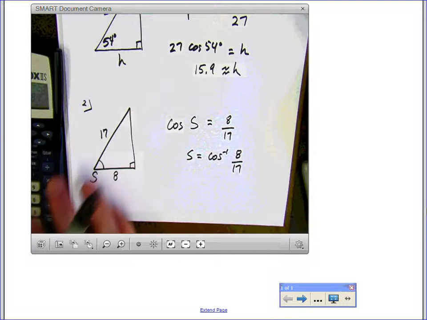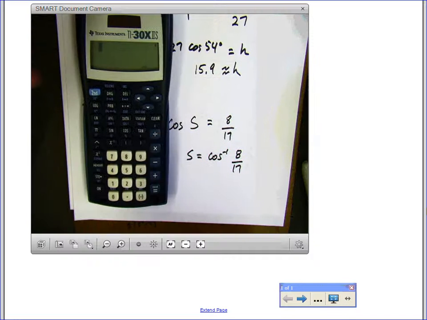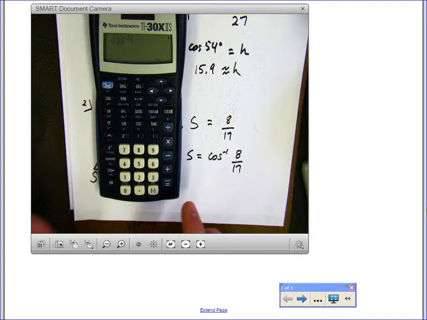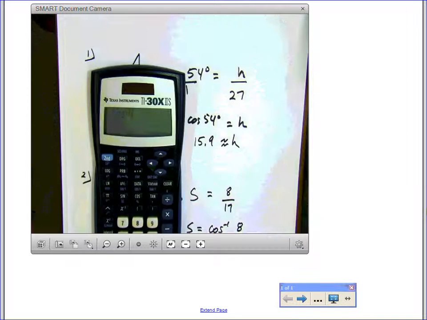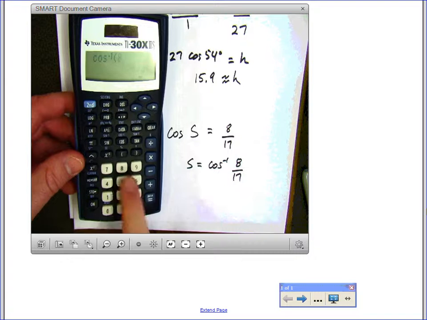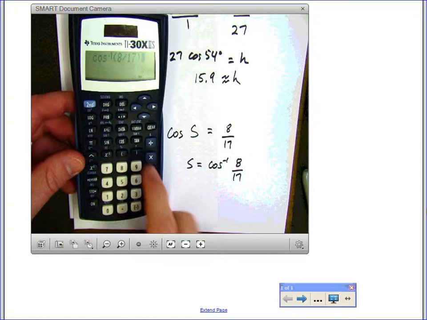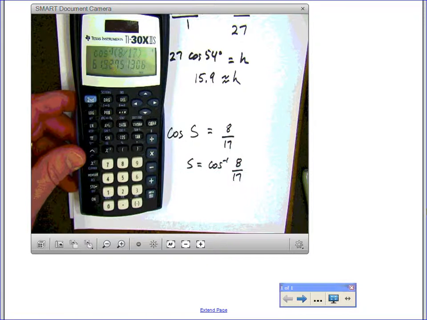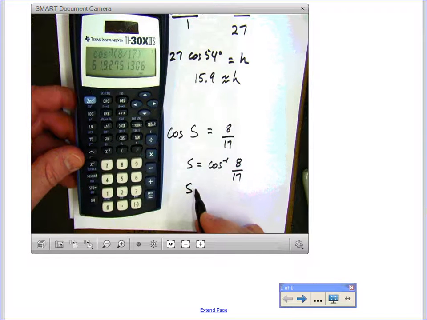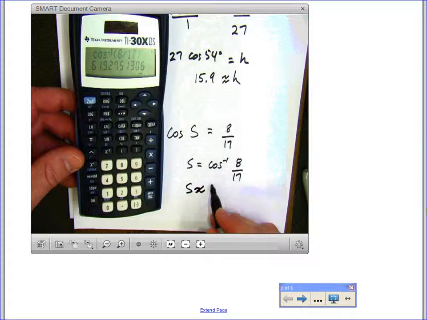Now, let's calculate it actually to see what the real answer is here. So inverse cosine of 8 over 17, okay, is about 61.9, and since that's an angle, we definitely need to write here that this would be in degrees.